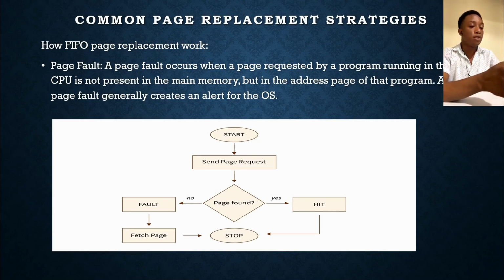Now here's a flowchart explaining everything I said. From the start, send a page request. Now it goes to page found. If it's found, it goes to hit and then it stops. But if not found, it goes to fault, then it goes to fetch page. It searches for the page and then it stops. That's a simple explanation.